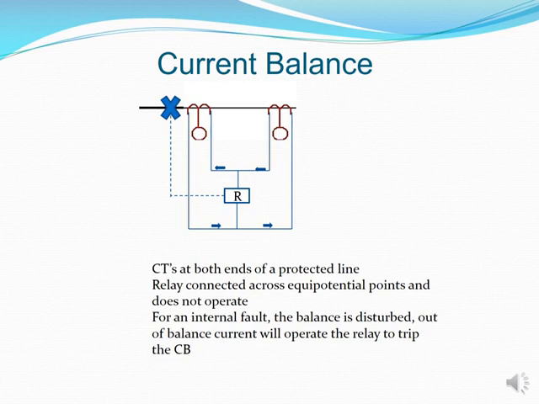But if you have a fault that is happening within that line between your two CTs, then your balance is going to be disturbed. And the minute that your balance is disturbed, you are going to have the current that will operate your relay. And once your relay is operating, it will be sending a signal to the circuit breaker in order for the circuit breaker to trip.